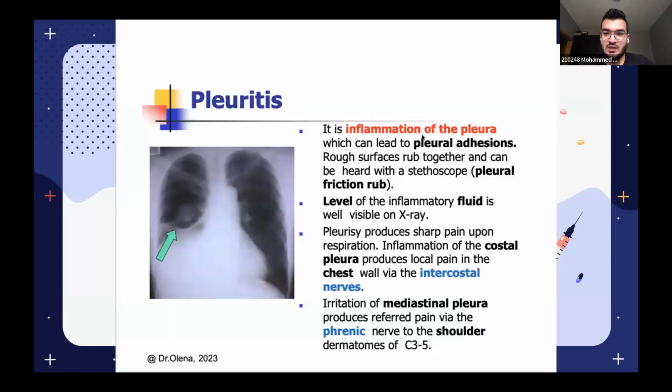And be familiar with the pictures of the X-rays because they might get them as multiple choice questions as well. So this is pleuritis because you can see here there's fluids at the bottom, so it's the inflammation of the pleura. And then there's also the Pancoast tumor, there's an X-ray for that. There's also the pneumothorax, there's an X-ray for that. So look over them and familiarize yourself with them because they can ask you questions about that. All good? Clear?